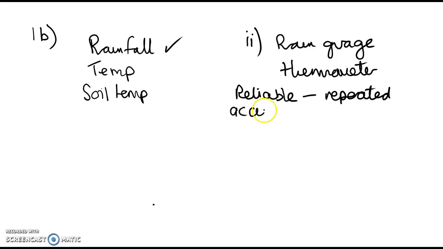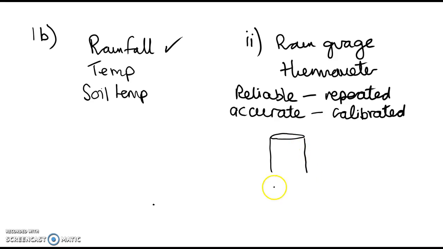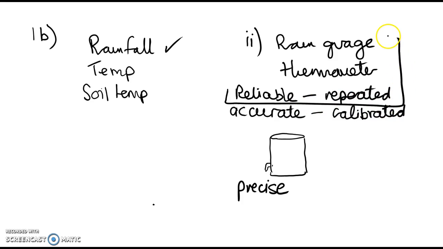It needs to be accurate. So I'm making sure that my thermometer perhaps is calibrated, or that my rain gauge is the right width to capture a representative sample of water, so that I can actually calculate the rainfall over a given period of time. It needs to be precise. So you don't need to say all of these things, but you do need to say something. And I would think the best thing is sort of this repeated measures after you've said the name of the instrument that you're going to use.